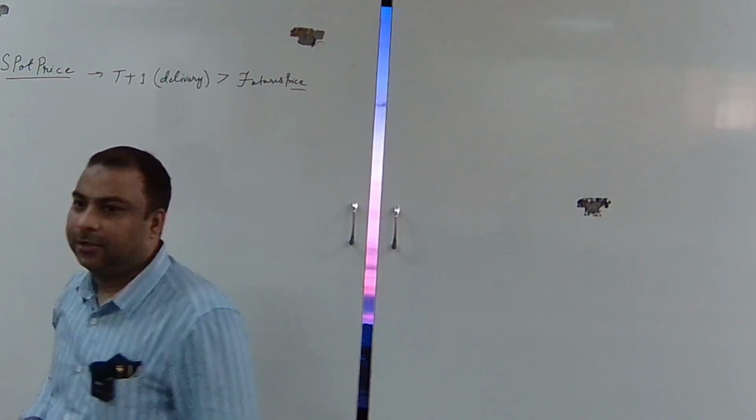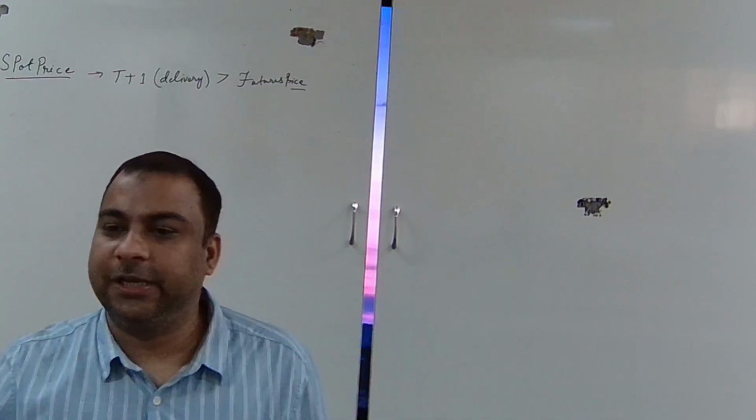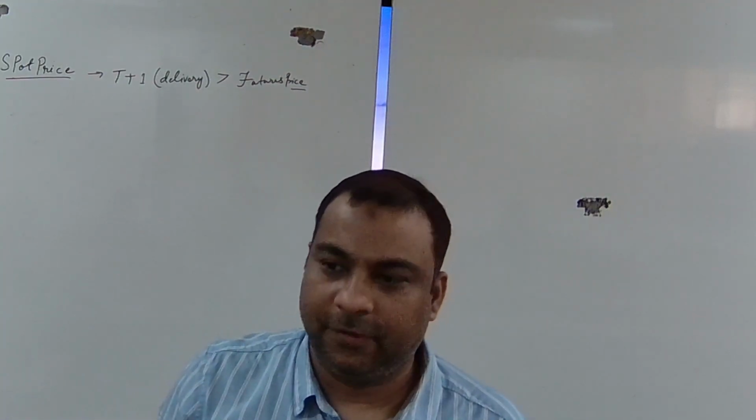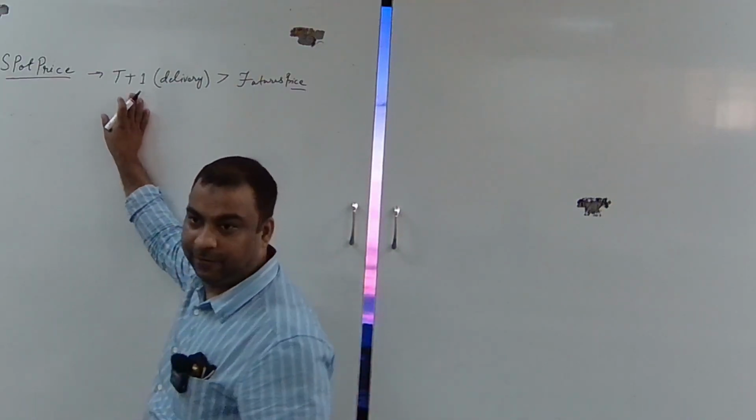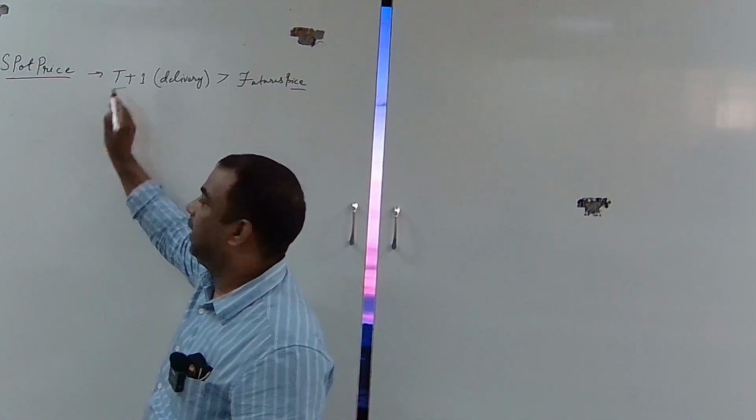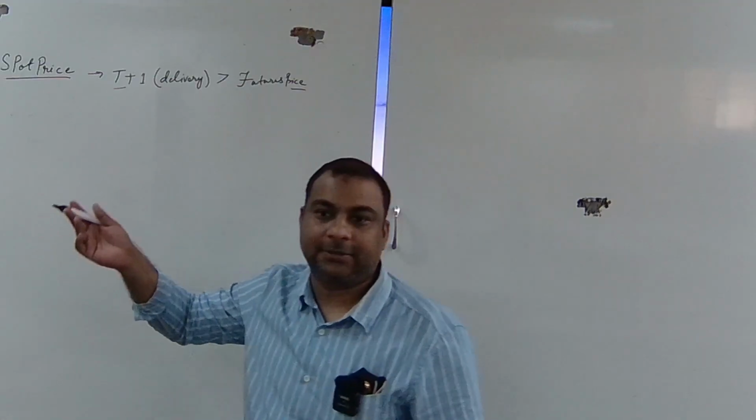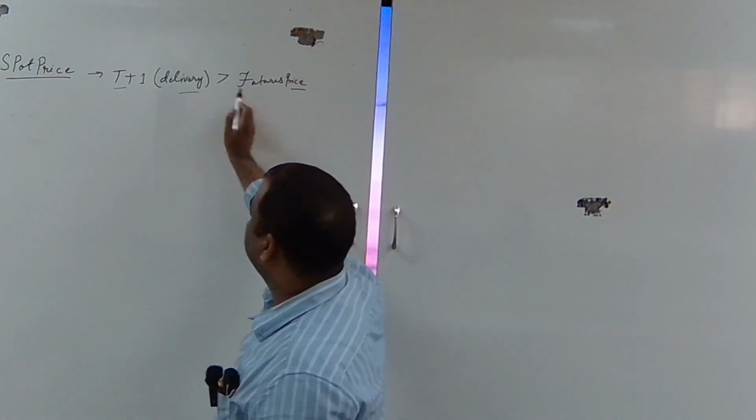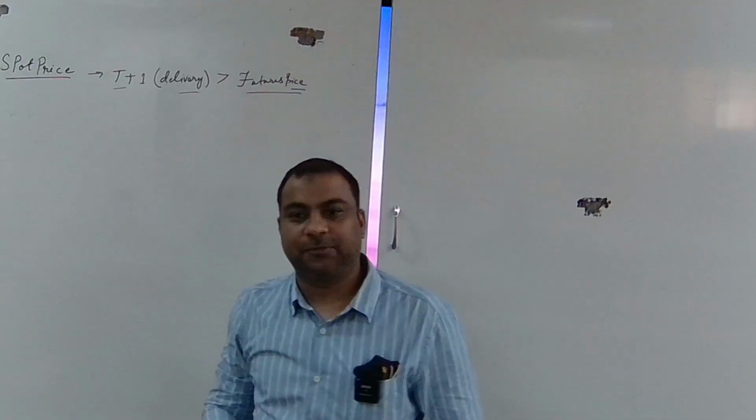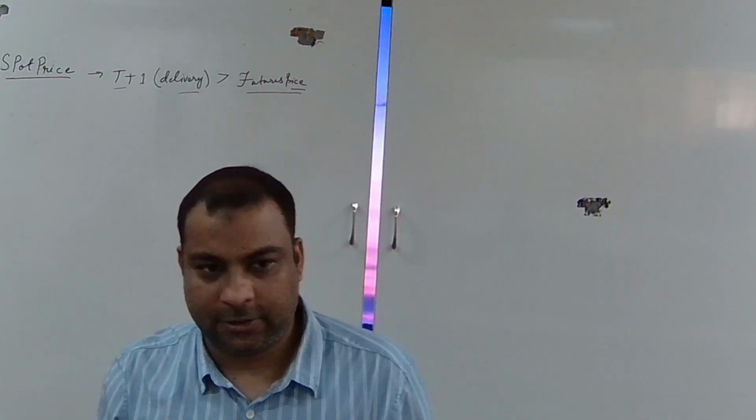So generally we have spot price for immediate delivery. Immediate delivery means at least T plus 1 day delivery. T is the trading day and 1 is the next delivery day. Beyond that we have futures price or futures contract.